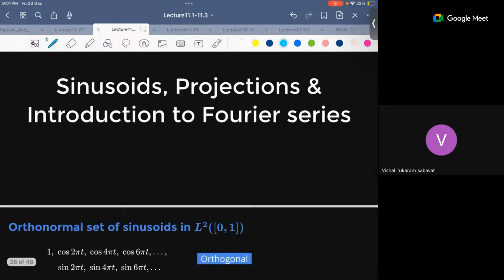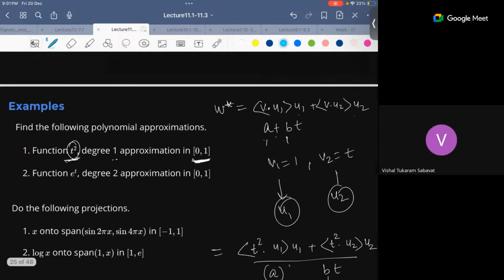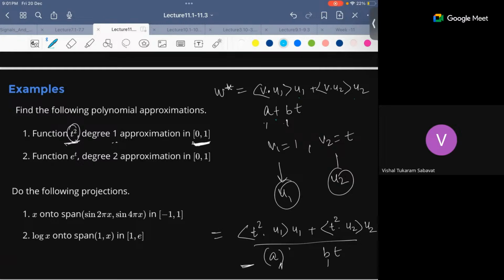Okay, so if that has made sense, now the same concept will keep on repeating. Till now we were dealing with polynomials. Any function has been given to you, like here you had to approximate t square with a polynomial in the interval of 0 to 1. Now the Fourier series will come.